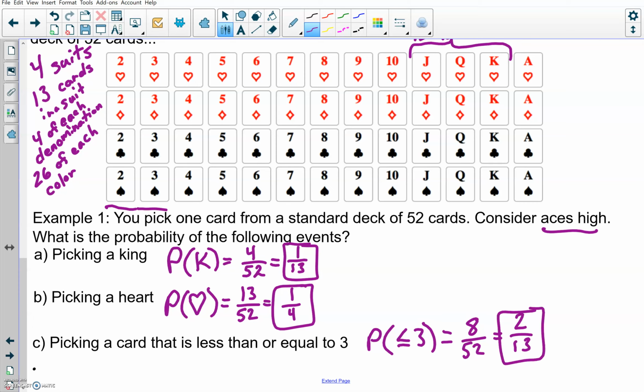So the P out front here of these parentheses is standing for probability of whatever's inside that parentheses, and then you find the numbers that you need to make the fraction.